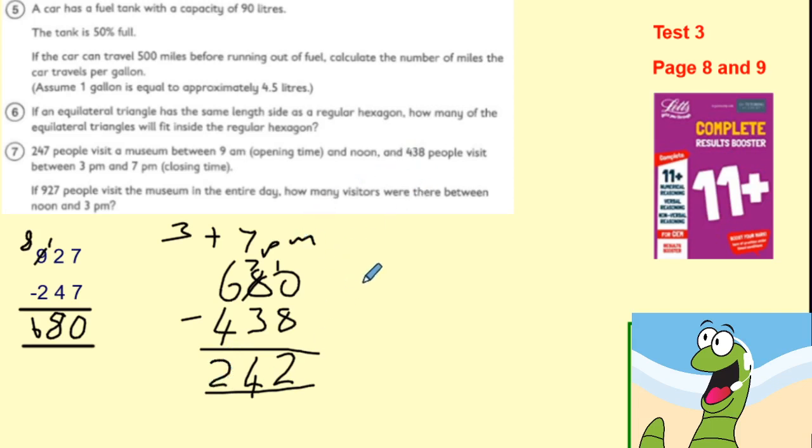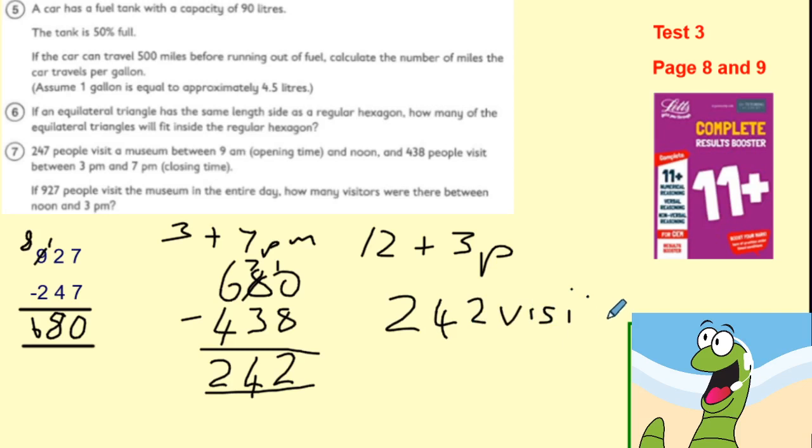So between noon and 3, so between 12 and 3 p.m., 242 people were visitors. Didn't quite work that, but 242 people were visitors between. That's the answer for number 7.